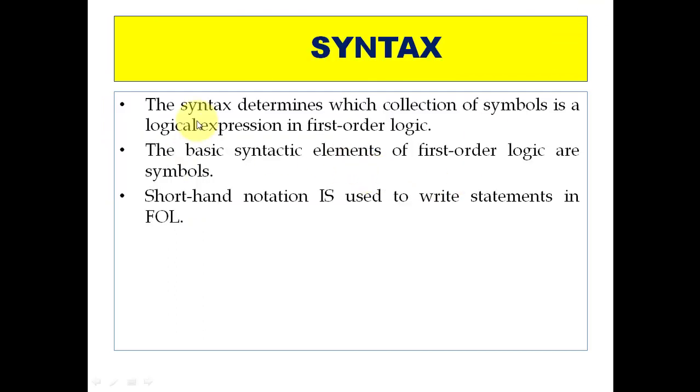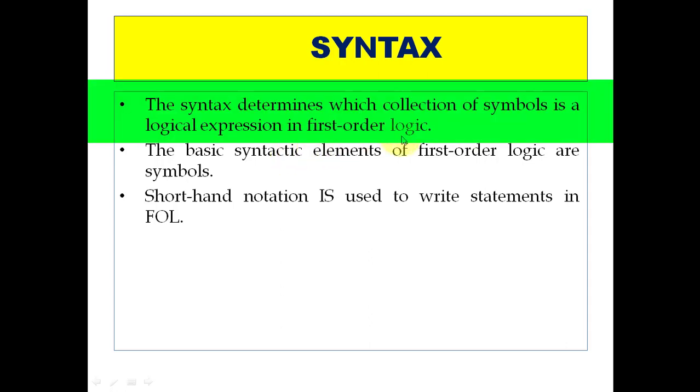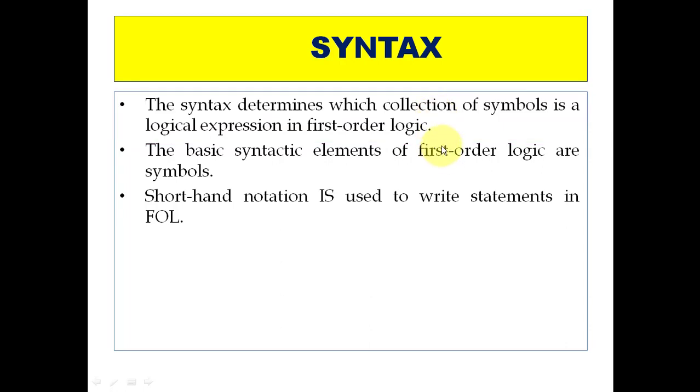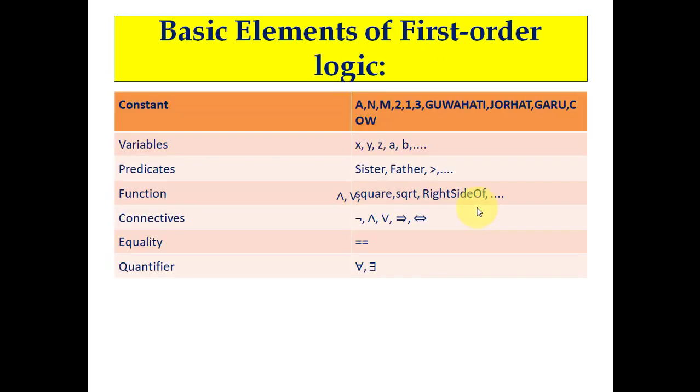Then there are two parts of first order logic, that is syntax and semantics. What is syntax? Syntax determines which collections of symbols form a logical expression in first order logic. As you know, in language we have some particular syntax that we need to follow. Similarly, here also we have to follow some particular syntax in first order logic. And semantics means the meaning attached to that particular statement. So the basic syntactic elements of first order logic are symbols, and shorthand notation is used to write elements in first order logic. Let's see some examples.